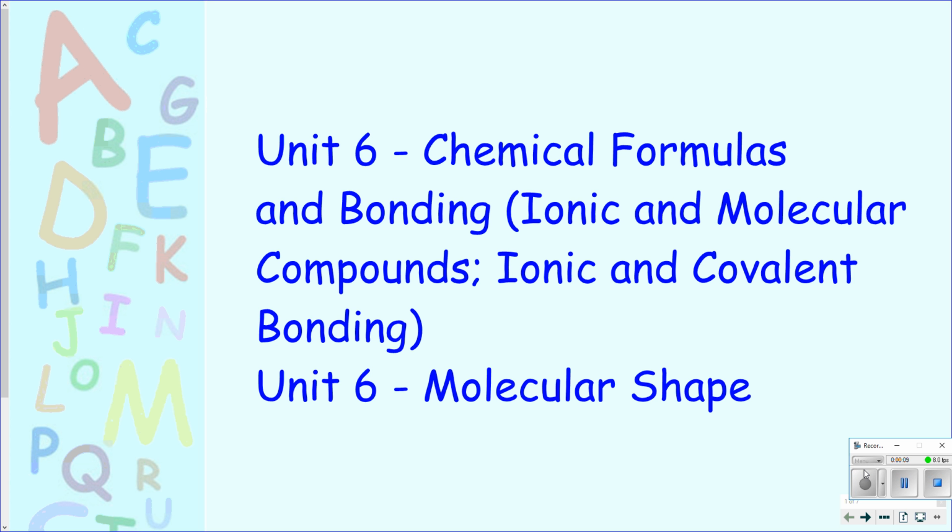We're going to begin Unit 6. Unit 6 has a lot of information in it, and we're getting into a lot of what chemistry is, which is really exciting. We have chemical formulas and bonding. When we look at chemical formulas, basically we're going to be looking at ionic and molecular compounds. When we're looking at bonding, we'll be looking at ionic, covalent, and we'll also introduce metallic bonding in there.